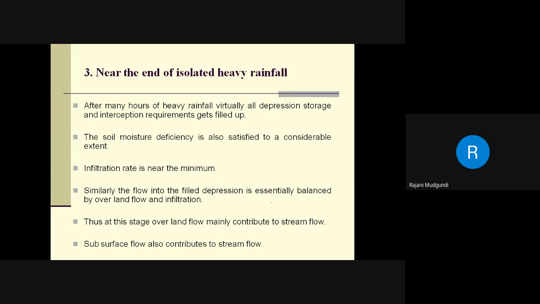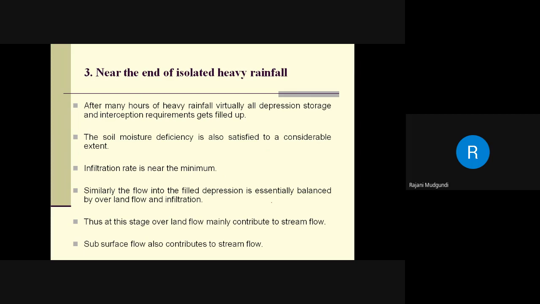After this, the infiltration rate has been exhausted completely, all the pores have been completely filled up, then the infiltration rate has become nearly the minimum one or zero. Similarly, the flow into the field depression is essentially balanced by overland flow and infiltration.